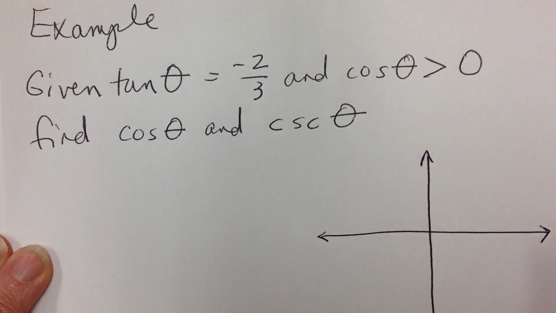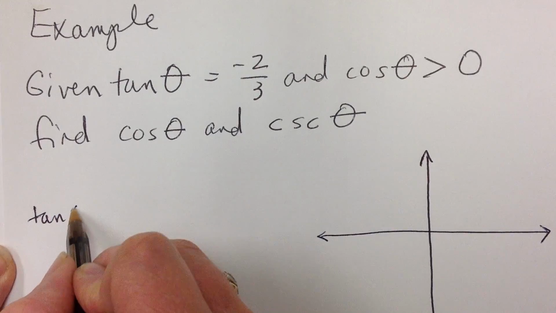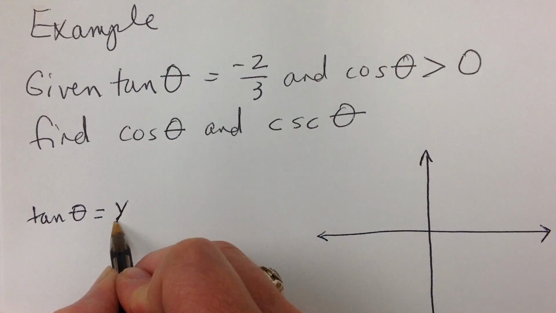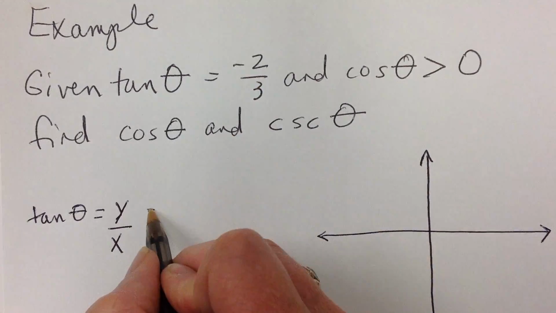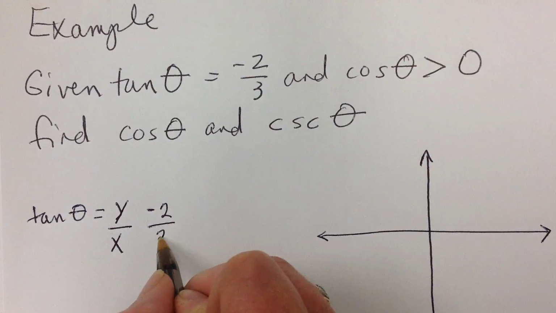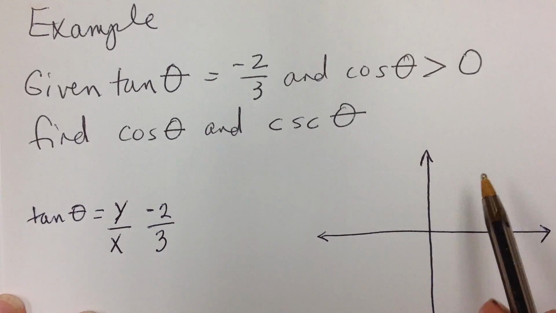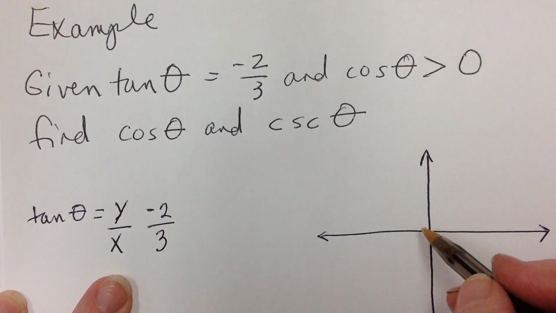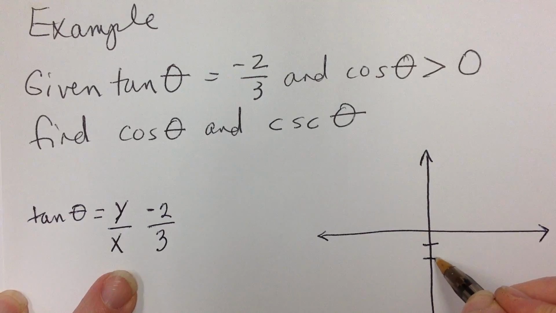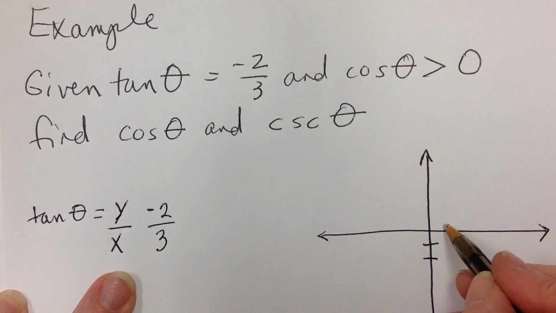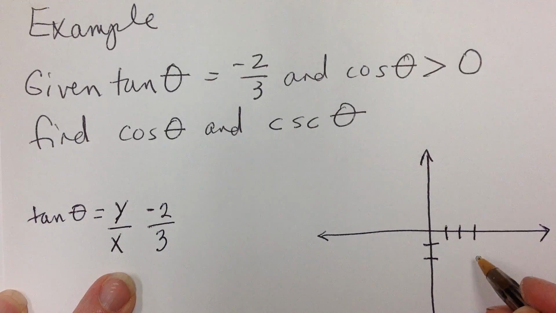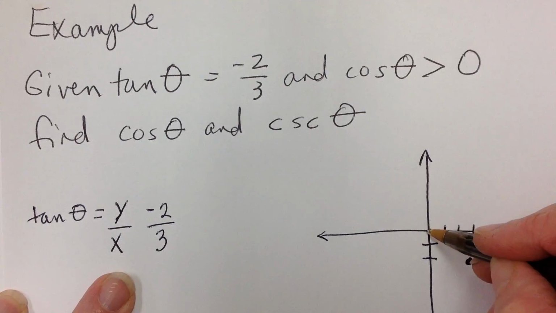Now let's think a minute. We're given tangent of theta. Think about it. How do we find tangent of theta? Well, tangent of theta is y over x. So my y is negative 2 and my x is 3. Now think about it. Y is negative 2, x is 3. So if y is negative 2, I'm down here. If x is 3, that's positive 3, 1, 2, 3. So if x is 3 and y is negative 2, here's my point, okay?